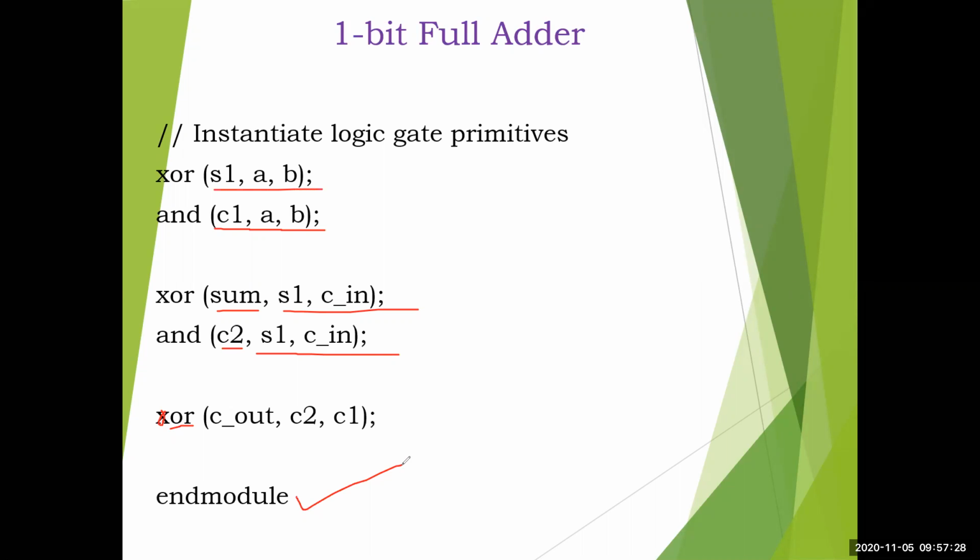We are not writing the stimulus module now, because this is a 1-bit full adder. So once you know this, we now first build the block diagram of a 4-bit full adder.